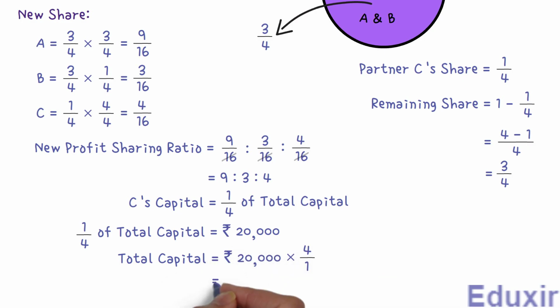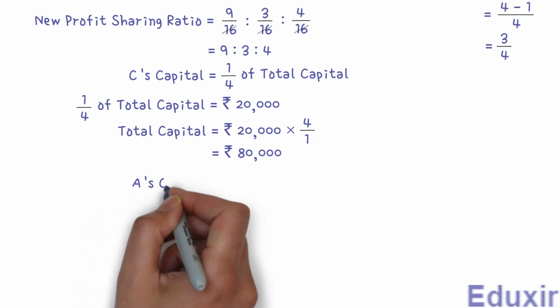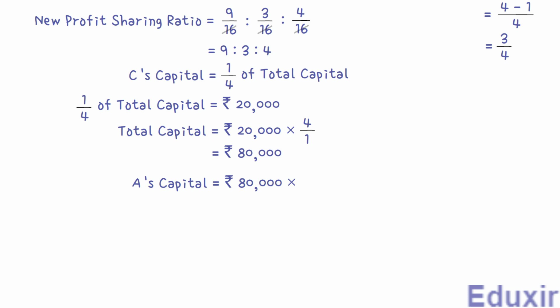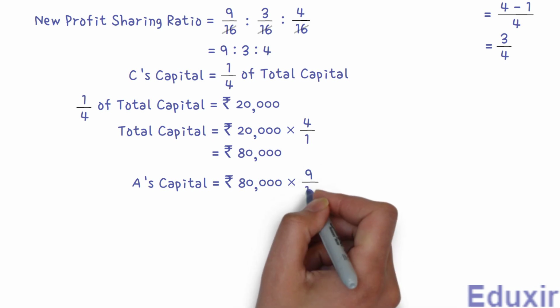This is equal to 80,000 rupees. So, now we know the total capital of the firm. We can calculate the capitals of the individual partners as per the new profit sharing ratio. So, the proposed amount for partner A's capital is equal to the total firm's capital amount of 80,000 rupees multiplied with his profit share proportion of 9/16.